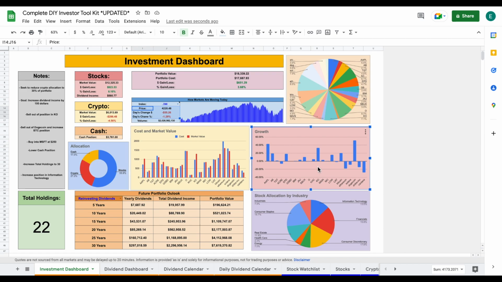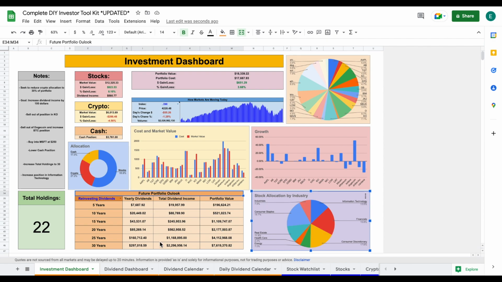Now, two of the new features that I have added are my stock allocation by industry and my future portfolio outlook. Obviously, our stock allocation by industry is a really important chart to look at if you want to understand the diversification of your portfolio. It's going to allow you to know where you may have some potential risk within your portfolio.